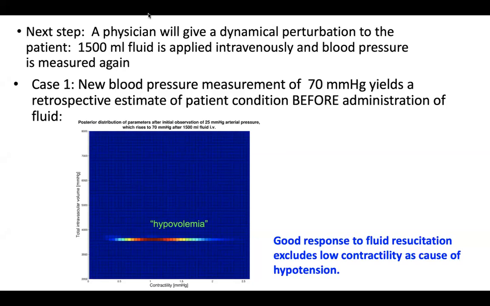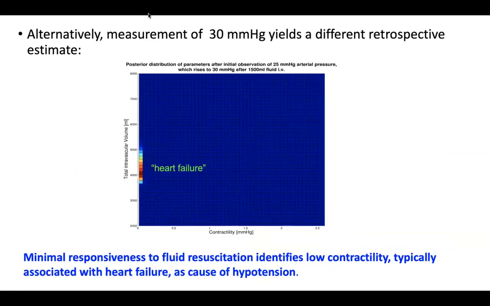Whereas if this fluid injection still doesn't increase the blood pressure, at least not appreciably, then that moves all the probability mass down to this very low contractility state. And now we know there's in fact a heart failure event happening. That's why the blood pressure is staying low, and we need to do a different intervention for this patient. So that's how this is supposed to work, and this is an example of it working very nicely.